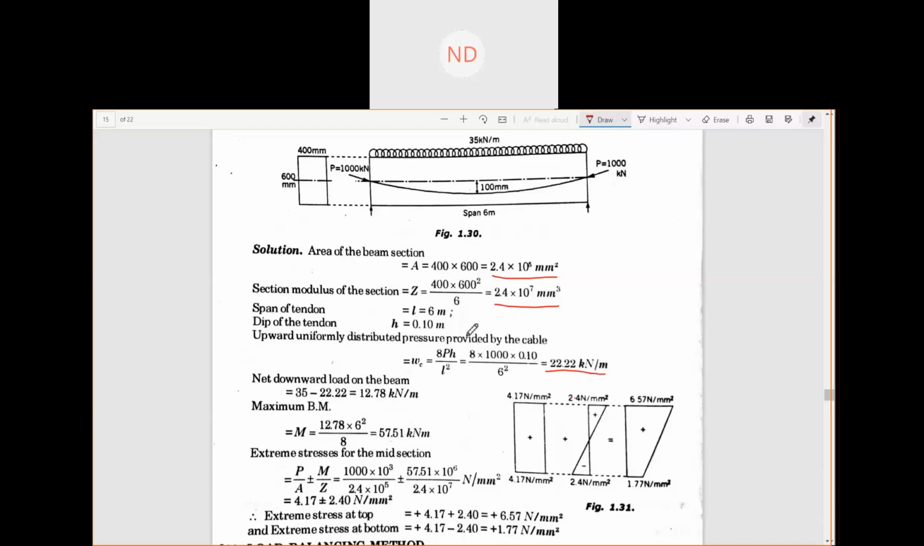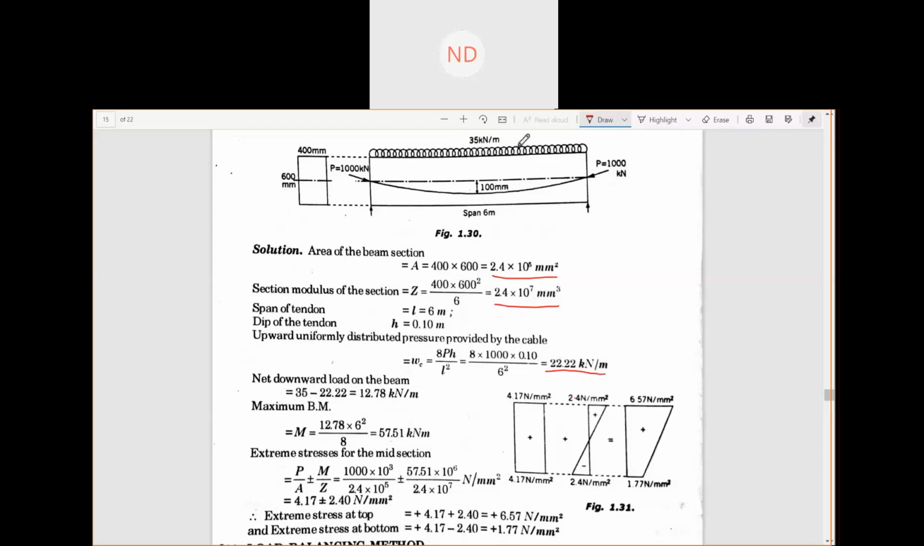Now the total downward load is 35 kilonewton, and the upward load is how much? 22.2 kilonewton. So the net load which will be acting now on your beam will be how much?